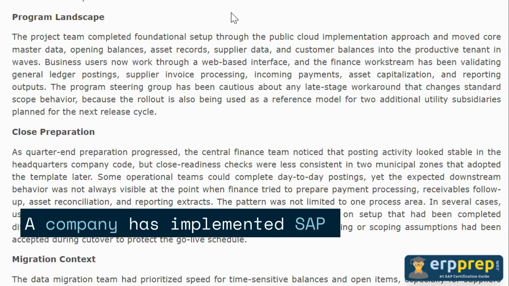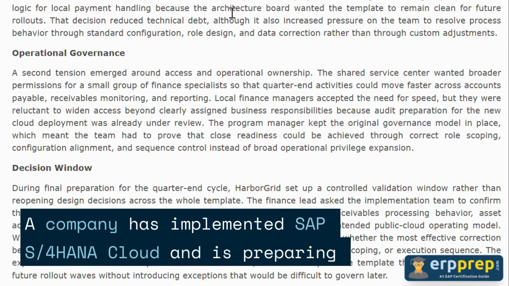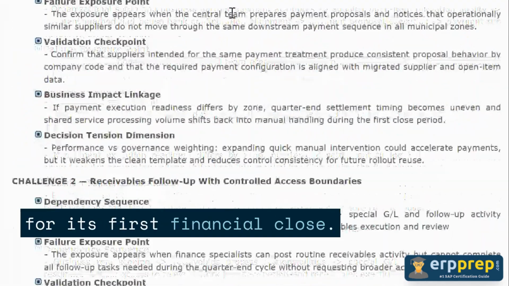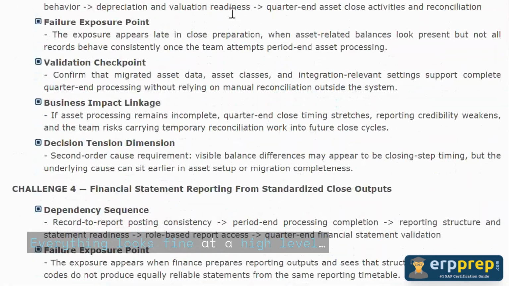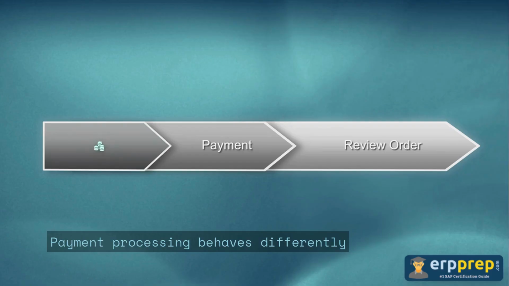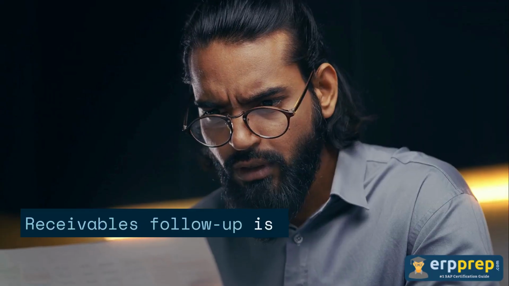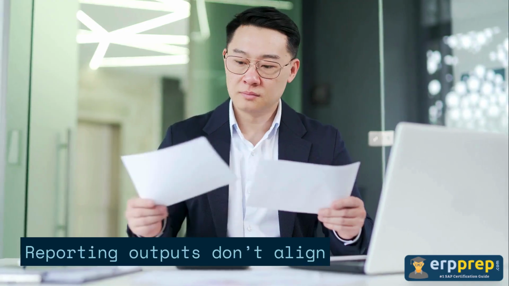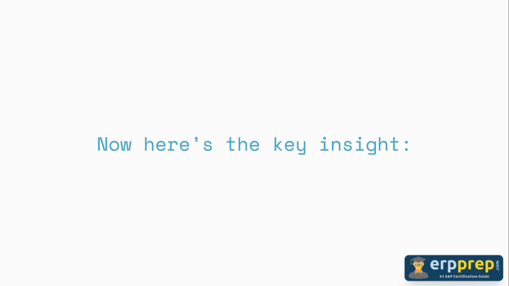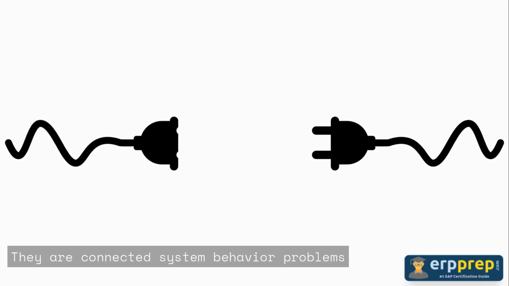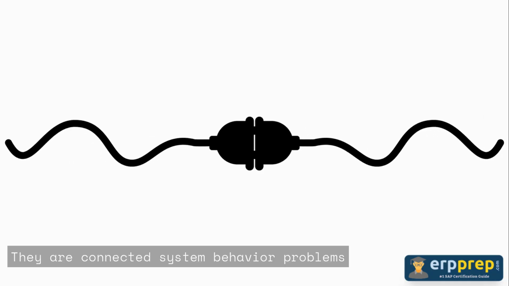A company has implemented SAP S/4HANA Cloud and is preparing for its first financial close. Everything looks fine at a high level, but when they go deeper, payment processing behaves differently. Receivables follow-up is inconsistent. Reporting outputs don't align. Now here's the key insight. These are not separate issues, they're connected system behavior problems.